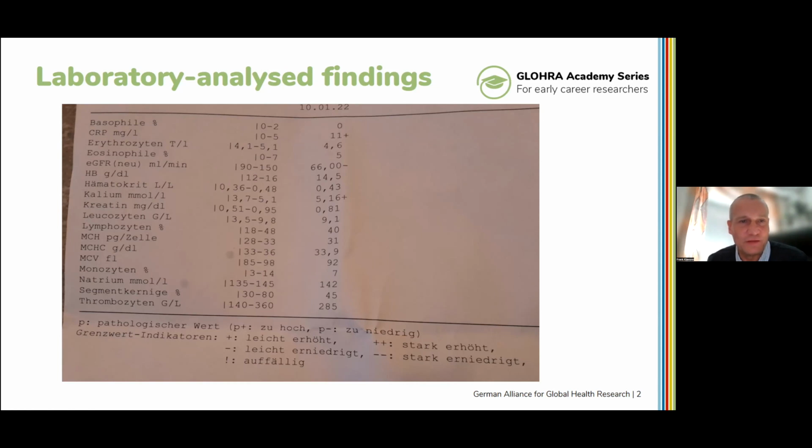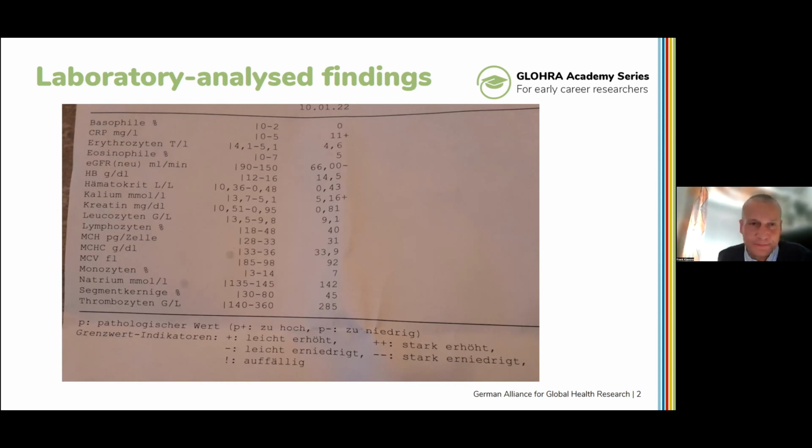So minus means, for instance, the eGFR. This is some kidney value in some sense, or a computed kidney value. It's a little bit below the range, so below 90, which is the lower limit, and so this is why it's a minus. And then the kalium is a little bit increased, which also speaks in favor of maybe some small problems with the kidney. So this is what you see, and this is the lab report.